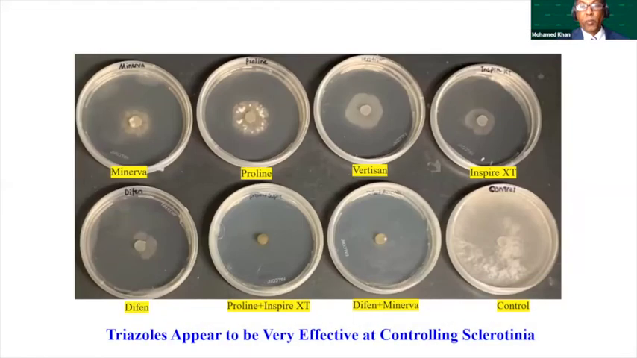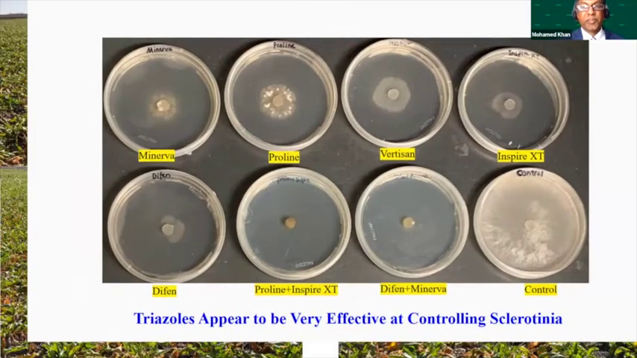What we also did, we used a lot of triazoles, Eminent, Proline, Vertisan, this is an SDHI. Inspire looked pretty good, but this is difenoconazole by itself. It seems if you put two different modes of action, Proline and Inspire, excellent control, difenoconazole and Minerva, also excellent control. So we're hoping to get funding so we can do more work in the field, and then we can give you some fungicide recommendations.